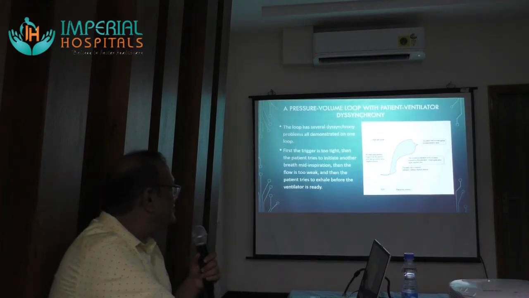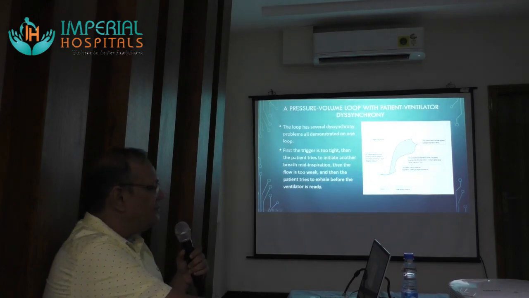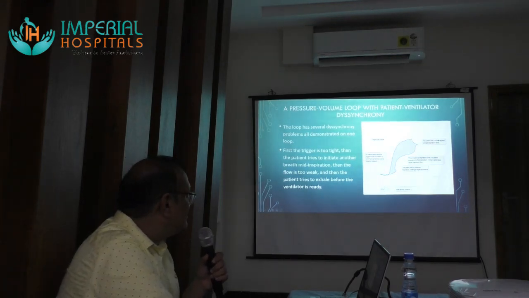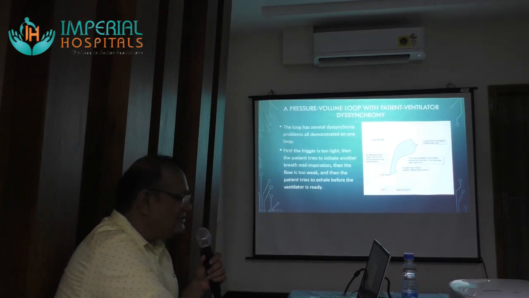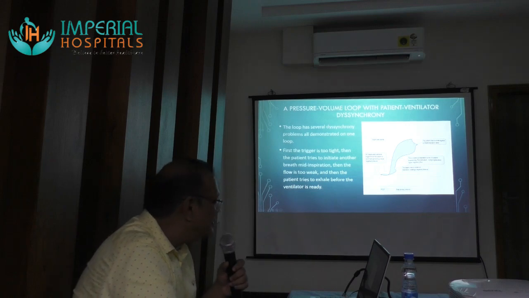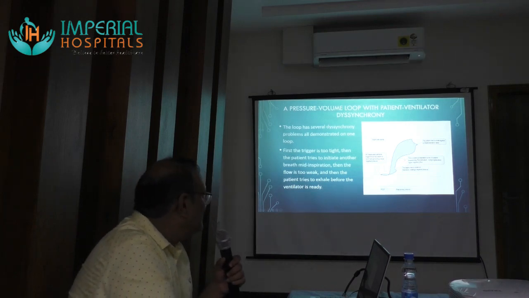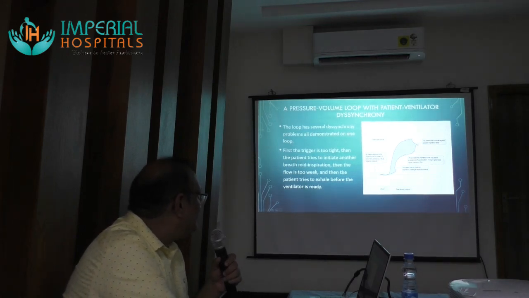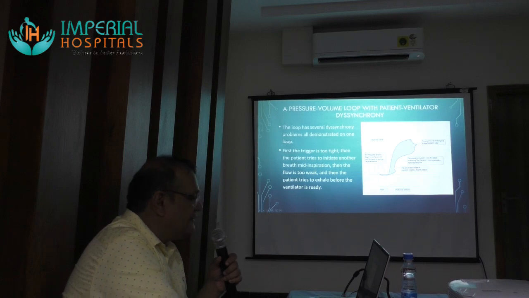This is a PV loop for a patient with ventilator dyssynchrony. This part is where the patient initiates a breath. And you can see that while the breath is going on, the patient is trying to inhale when the mechanical ventilator is delivering the breath. You'll see a curve here. A scooped out curve indicates flow starvation. And the patient tries to exhale here against a closed loop.